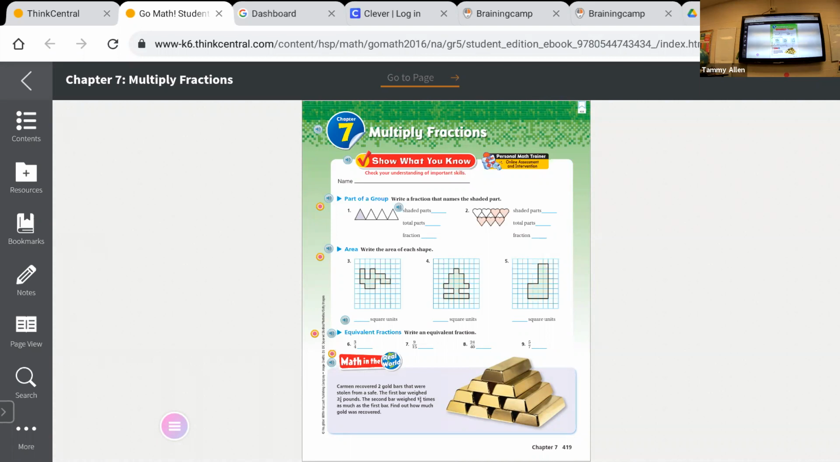If you did math in the real world, and I was hoping you did, but if you didn't, I wasn't totally worried about it. You would have gotten 6 2/5 pounds. 6 2/5 pounds. And page 420.